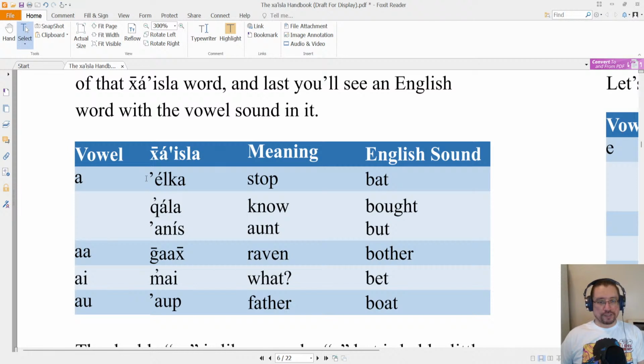So if you look at this word alkia, you have an apostrophe, and then you have an E with an acute accent on top of it. So I always use Times New Roman. That's the font that I always use when I'm typing the xa'isla language. And the reason for that is because an apostrophe in Times New Roman looks like an apostrophe.